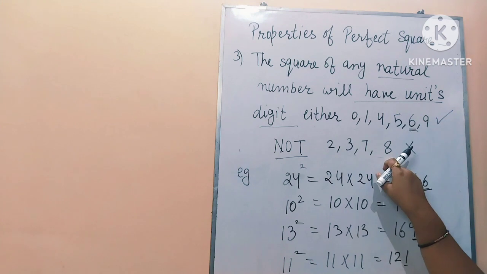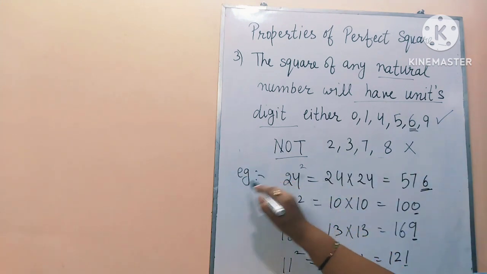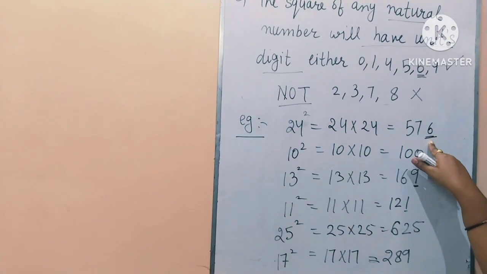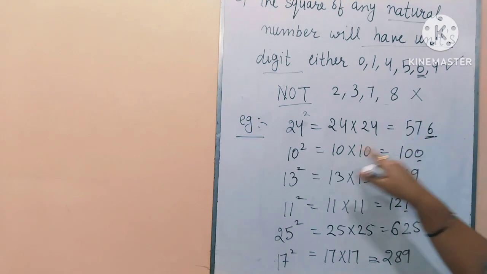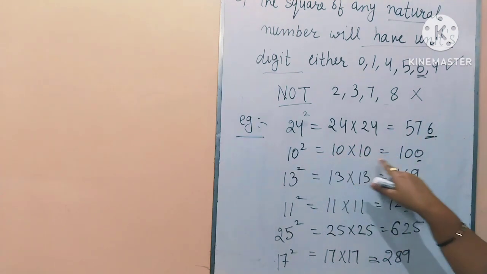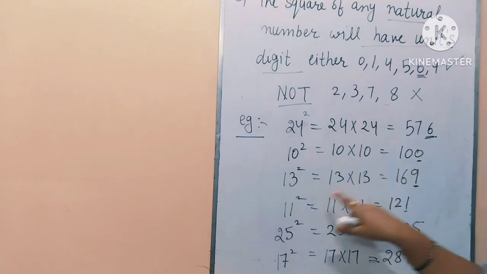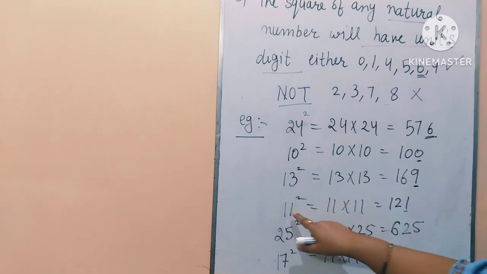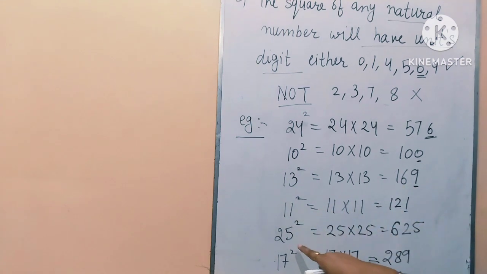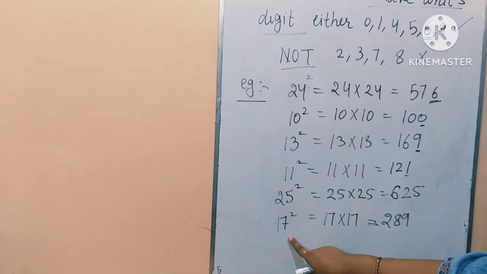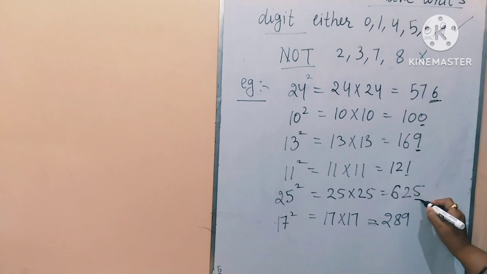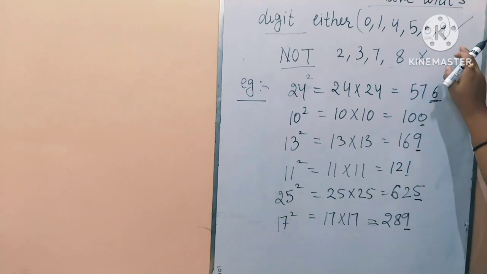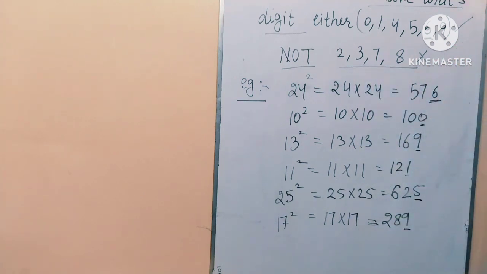For example, if we are doing the square of 24, you are doing 24 raised to the power 2, that means 24 times 24. So you get 576 where 6 is the units place digit. Now if you do for 10, you have 10 times 10 which is 100, so you have 0. For 13, you have the square 13 times 13 which is 169, so you have 9. Similarly, if you check the square of any given number, you can either have 5, 9, 0, 6, 1, but you can't have 2, 3, 7 or 8.